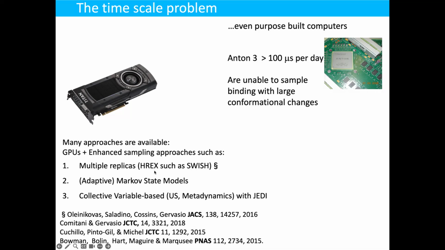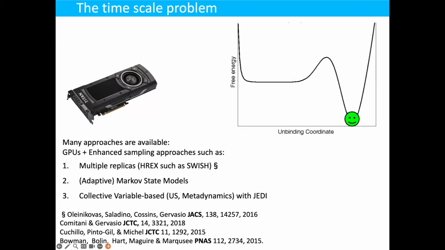Or you can use adaptive sampling, like the Markov state models that are used much in the Bowman group, who are also looking at cryptic pockets, or also in Gianni De Fabritiis's group. And of course, you have collective variable-based methods like umbrella sampling and metadynamics. The problem there is that you need to have a good collective variable to describe this. One possibility is JEDI, developed by the group of Julien Michel, but these methods are still very much under development.